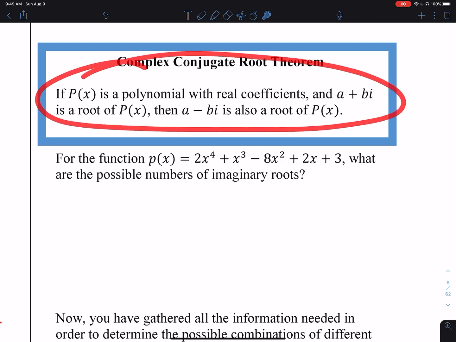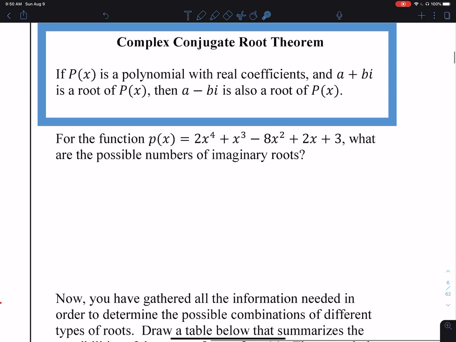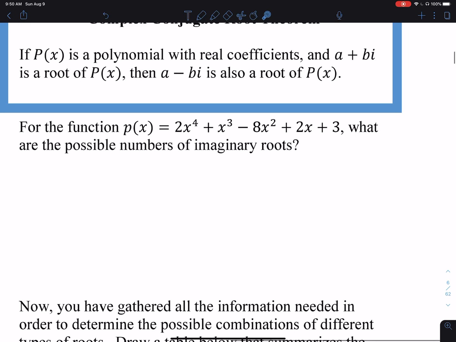This always occurs on the ACT. Always. What they'll do is they'll give you multiple choice and they'll say, hey, 2 plus 3i is one of the roots of this function, and it's kind of a complex function, and then it says find another root. Without doing any work, you can just change the sign between those numbers, and that is going to be your answer. For the function p of x, what are the possible number of imaginary roots?